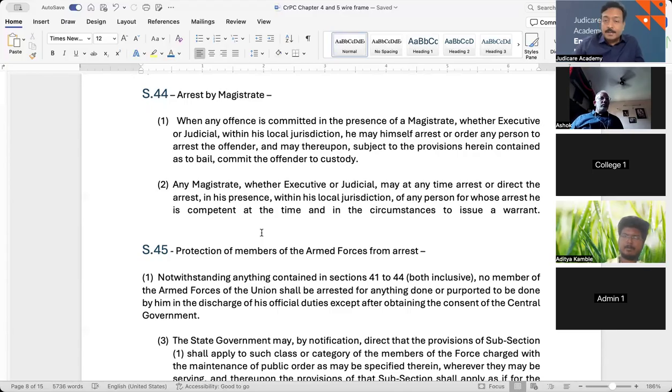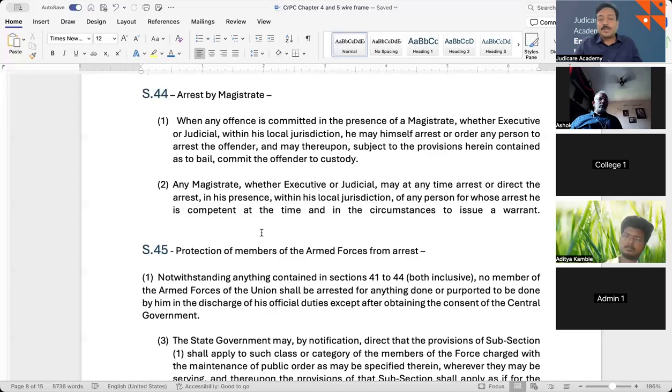He may himself arrest, if capable, or order any person to arrest the offender, and may thereupon, subject to the provisions herein contained as to bail, commit the offender to custody. So automatically the previous 43, 42, 41, everything is applicable to the way arrest has to happen. Subclause 44(2) says any magistrate, either executive or judicial, may at any time arrest or direct the arrest in his presence within his local jurisdiction of any person for whose arrest he is competent at the time and in the circumstances to issue a warrant.